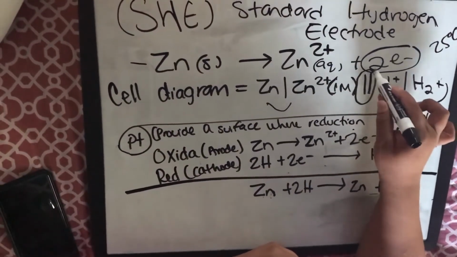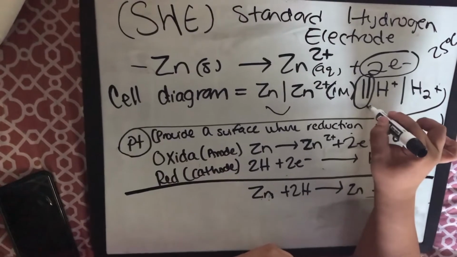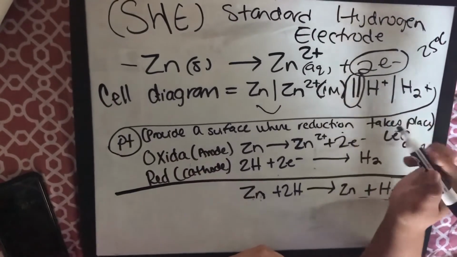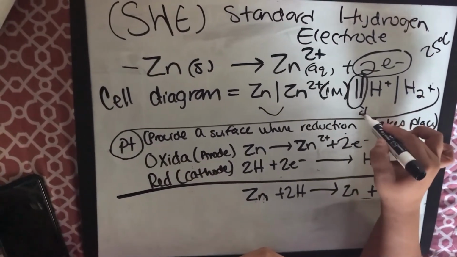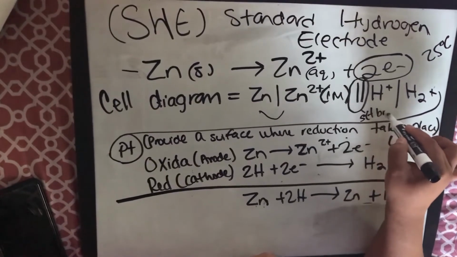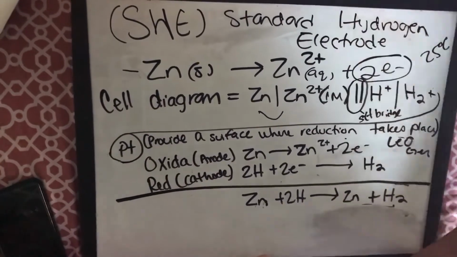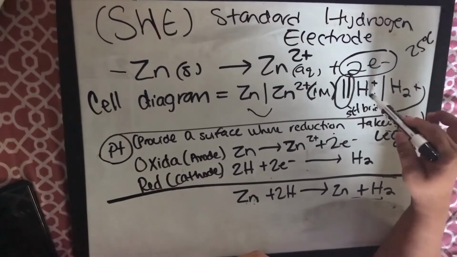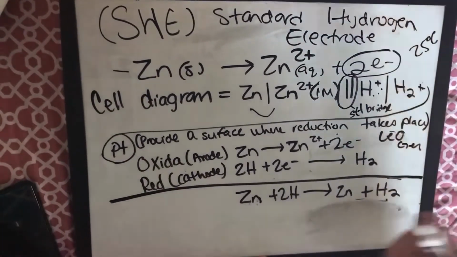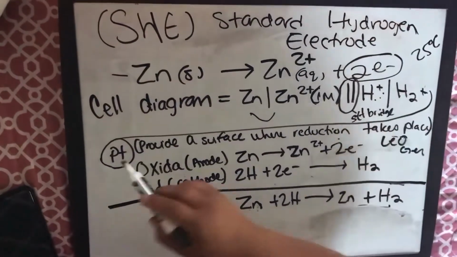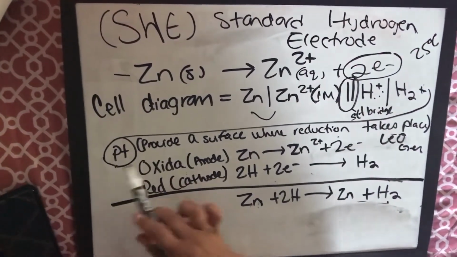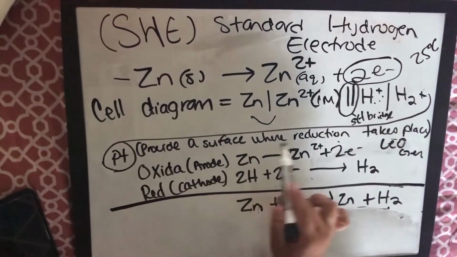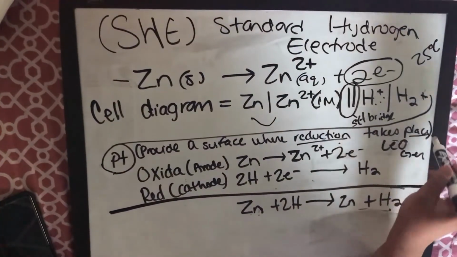So we have two sticks, or two L's. You can see it. That's your salt bridge. And then we are left with hydrogen ion goes to hydrogen, plus the Pt. What is Pt? Pt provides a surface where reduction takes place.